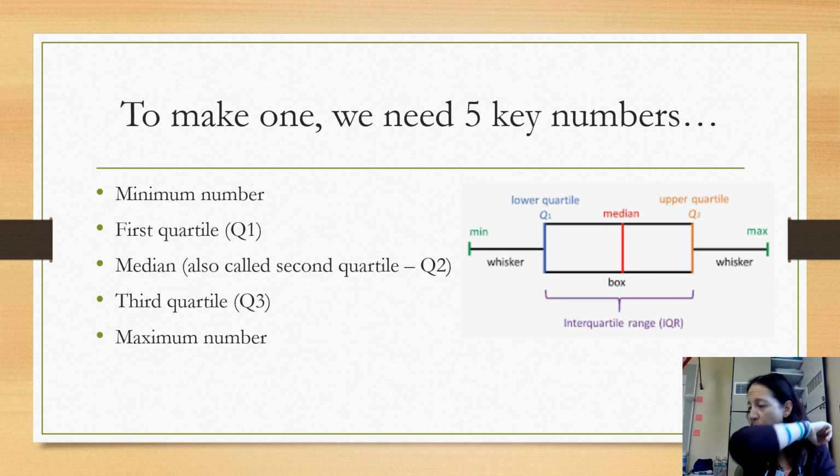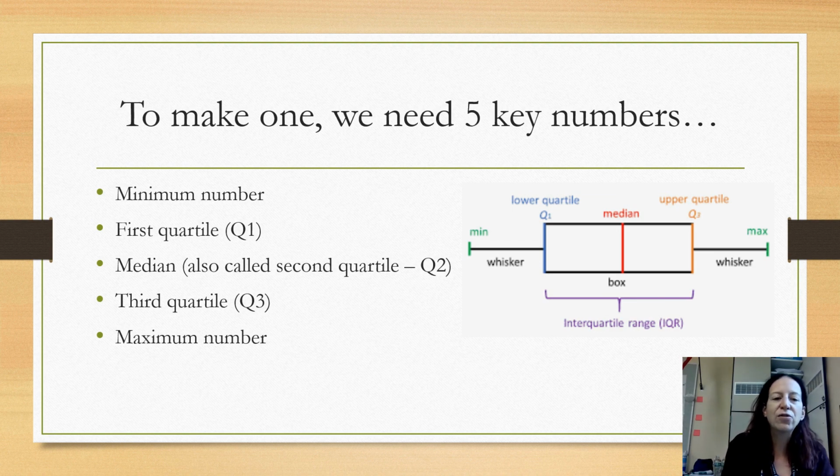To make one, we need 5 key numbers. I call them 5 key numbers, but I've heard key number summary. There are different words that people use to describe this particular collection of numbers. So use your common sense if you're taking a major exam and it sounds like they're probably talking about these numbers, but they use slightly different verbiage. Probably they're talking about these numbers.